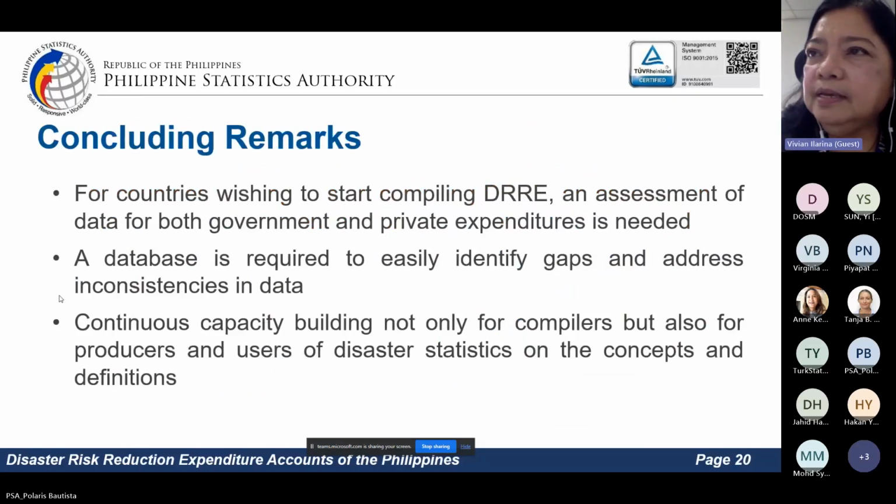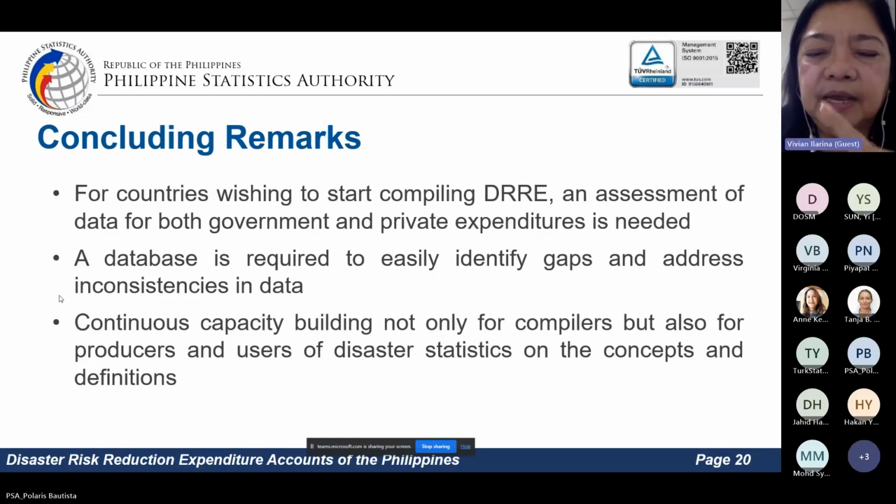So finally, just for our concluding remarks, we saw that not everybody is compiling the disaster risk reduction expenditure accounts. But what is really very important is to really spend more time in assessing the data that you have available.